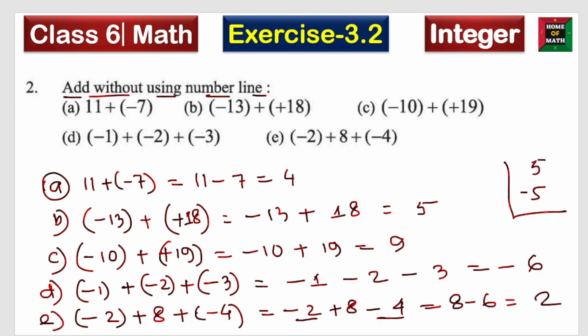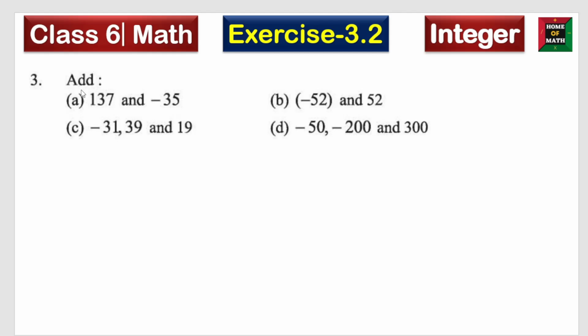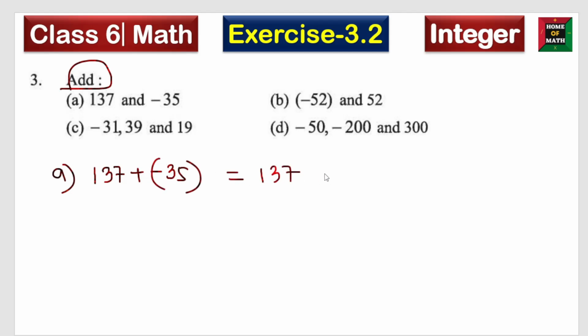Okay, next question, simple add. Number A, here it is mentioning add, it means 137, then plus and then minus 35. So 137 plus and minus, minus 35. So 7 minus 5 is 2, 3 minus 3 is 0, and here is 1.